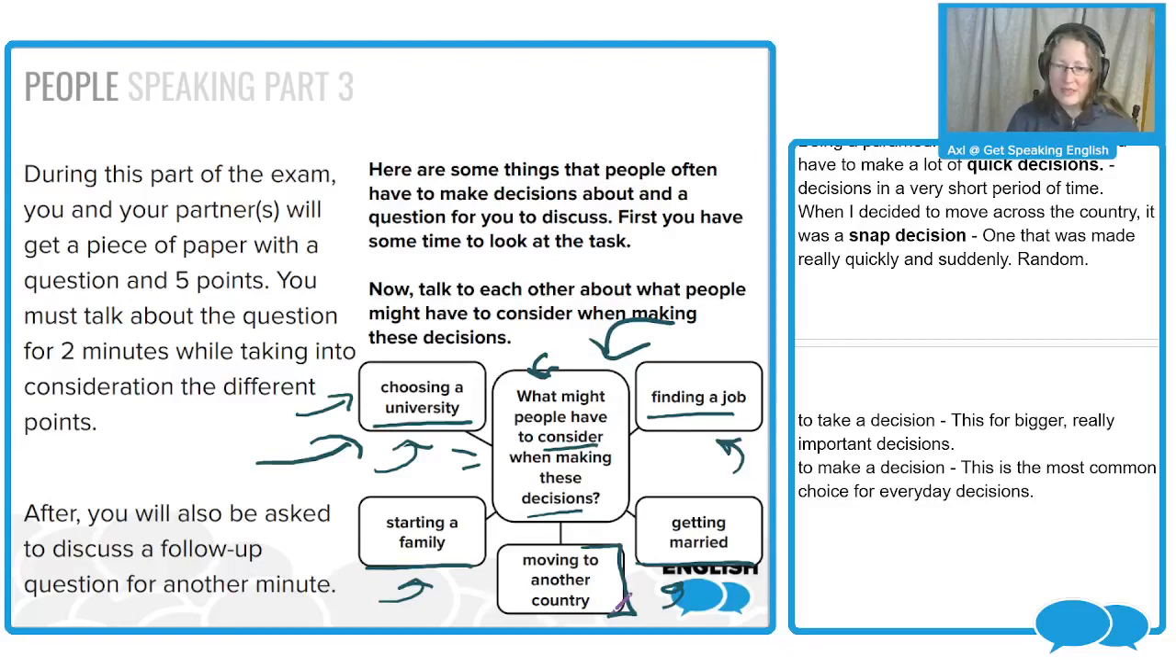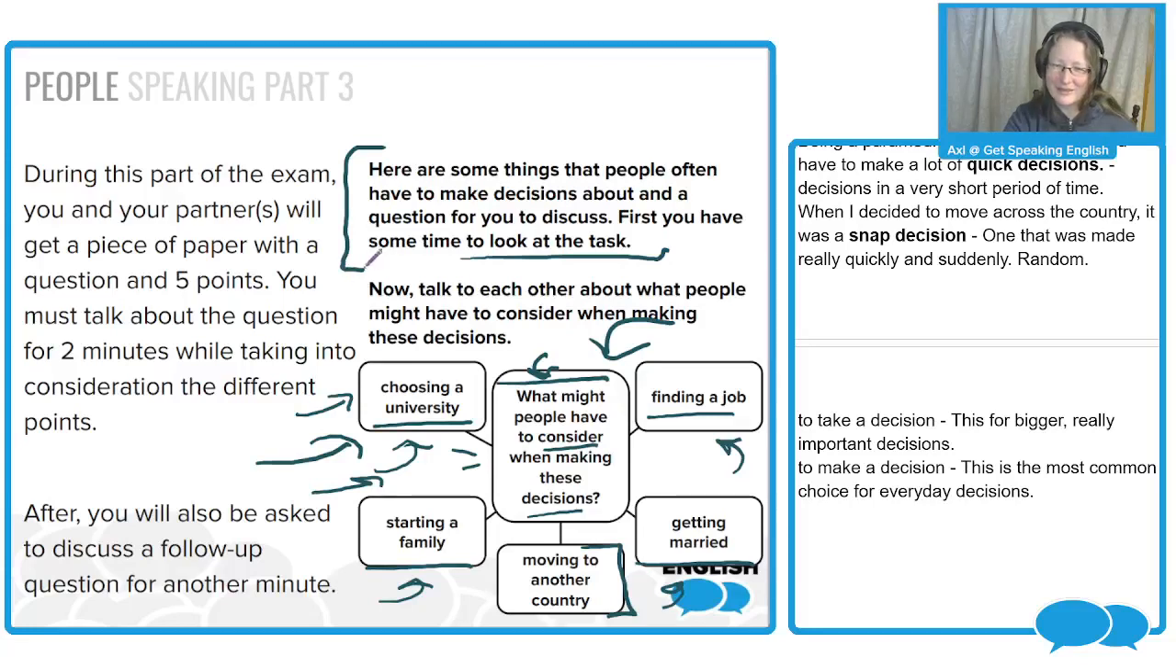So read the information. The examiner will typically say a little spiel. So here, for example, they might say, here are some things people often have to make decisions about, and a question for you to discuss. First, you have some time to look at the task. So you'll get 15 seconds just to look, read the information over. So do that, and you can think of yourself too, maybe a couple points, but read the information carefully so you know what the question is, so you can stay on topic.